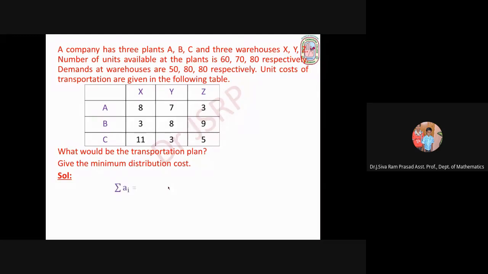First, find sum of available amounts. So what are available amounts? 60, 70, 80. So sigma ai equals 60 plus 70 plus 80. That is 210. Similarly, sum of required amounts or sum of demands. Demands at warehouses are 50, 80, 80. 50 plus 80 plus 80. This is also 210. So both are same. So sigma ai equals sigma bj. The problem is balanced.